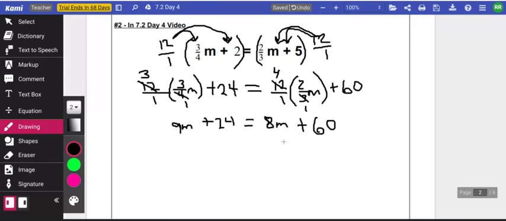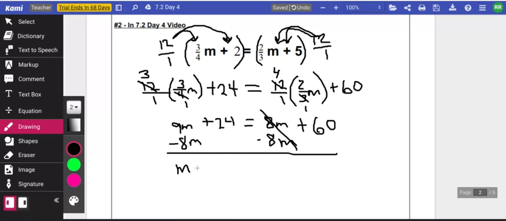I'm gonna combine like terms. On the left side, no like terms. Right side, no like terms. I'm gonna get my m term on the left side so that it is positive. So I'm gonna subtract 8m from both sides. So those 8m's cancel, right? 8m minus 8m, those are gone. So 9m minus 8m, that is 1m, or just simply m. I'll bring the plus 24 down. Bring my equal sign down. On the right side, I only have 60.